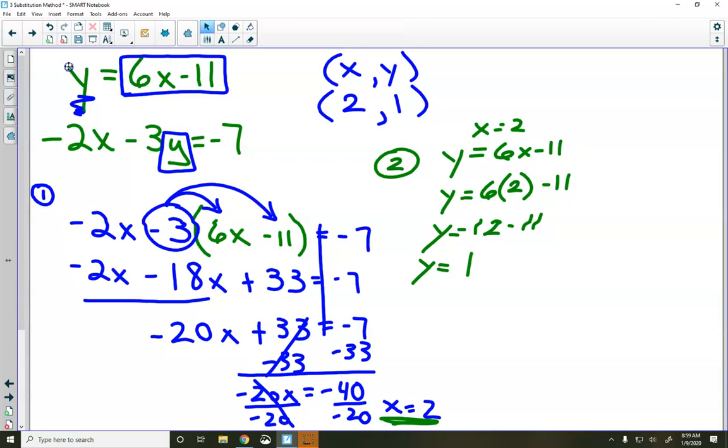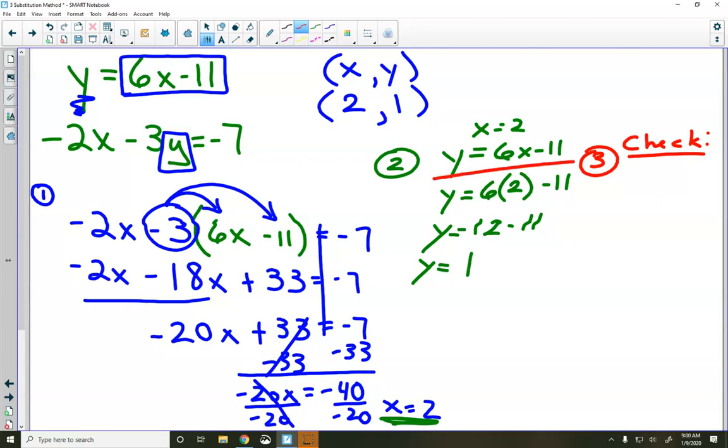The last step of the problem is to do the check. And it's built in. And we did this with our graphing, right? We substituted the coordinate back in. We had to make sure it worked in both of the equations. Same thing. We already know it works with the y equals 6x minus 11. We need to make sure it works with the other equation. So in step 2, it didn't matter which one of the two equations we used. Step 3, though, we have to use the opposite equation we already used.